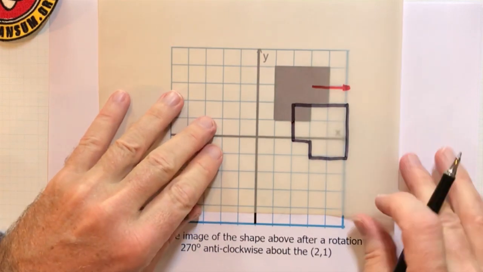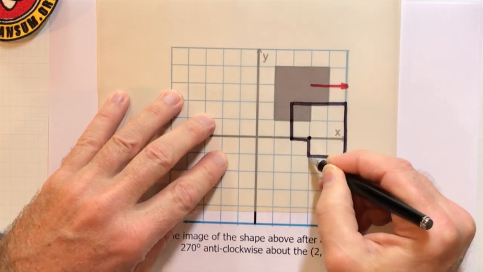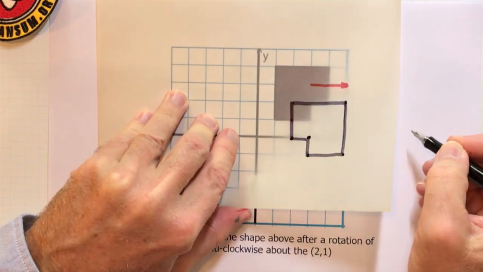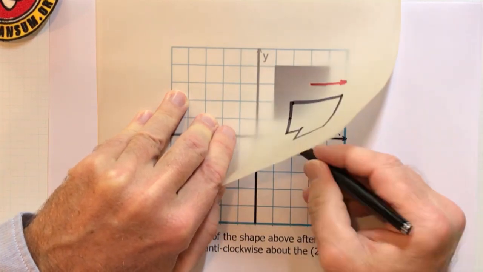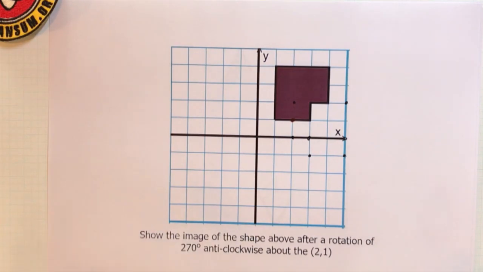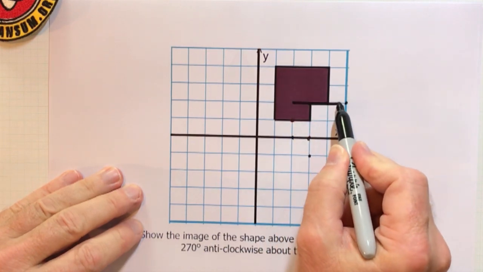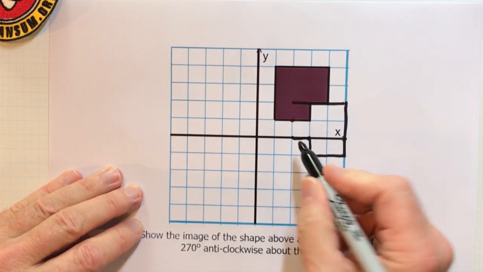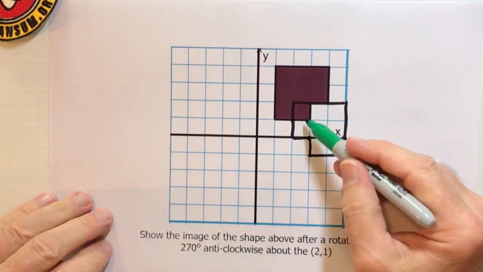Now I know all the points are exactly on the intersections of the grid lines, so I'll make sure that I put my dots at those points there, and then very carefully just double check that I've got them in the right place. Yes, yes, and there. And then I can join them up. So I go right across to here, down to here, across, up, across, and down here. So that is what my rotated shape looks like.